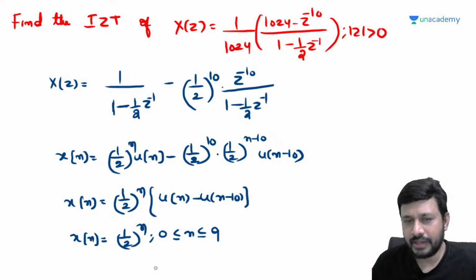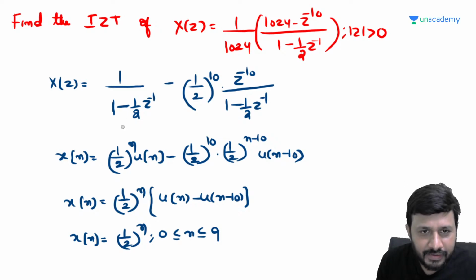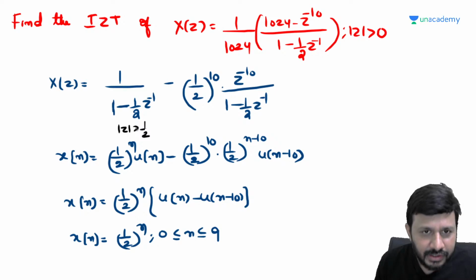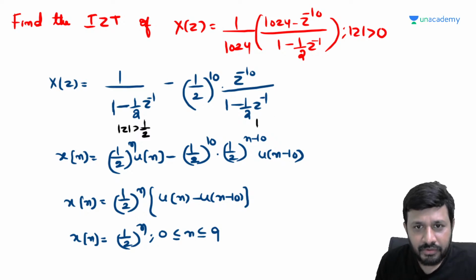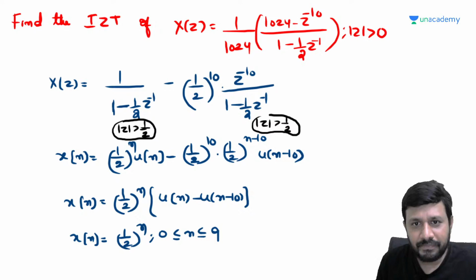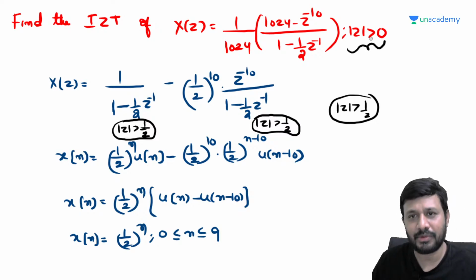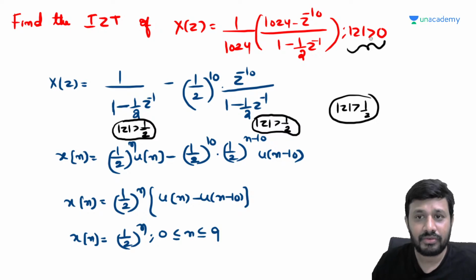Look here. What is that linearity property saying? What is the ROC for this one? Mod z greater than 1 by 2. You may get this doubt afterwards. ROC is mod z greater than 1 by 2. What is the ROC here for the second term? Mod z greater than 1 by 2. So, according to linearity, the resultant ROC must be mod z greater than 1 by 2. But mod z greater than 0 is given. How come it is true?